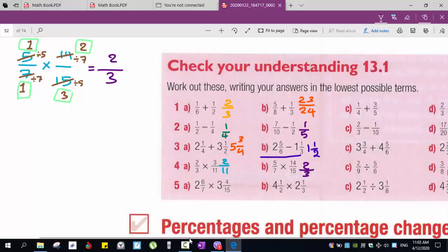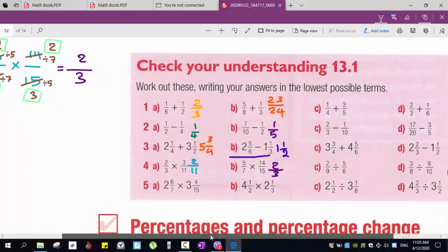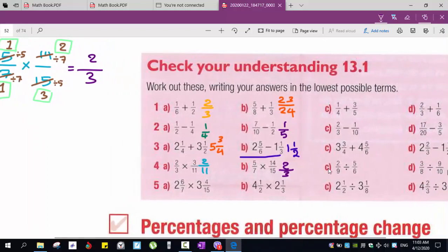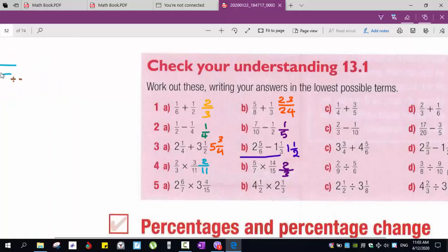Now for division, we have 2 over 9 divided by 5 over 6. With one easy step, we can reduce division into a multiplication problem. And as you know, multiplication is easy because we just multiply the top numbers together and the bottom numbers together. Here 2 over 9, this is question 4c. 2 over 9 divided by 5 over 6. How can we divide these two fractions?